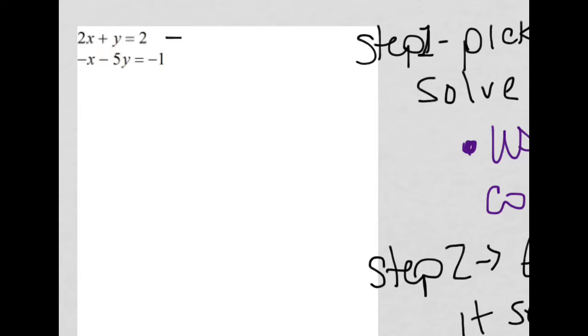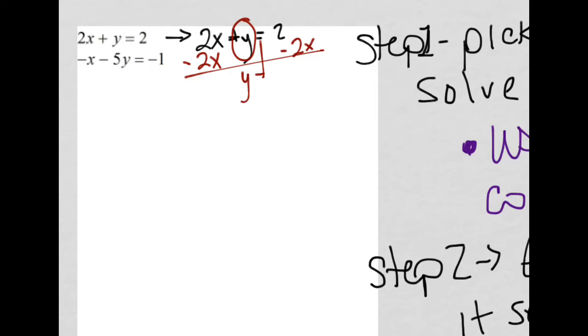So I'm going to pick my top equation. I want to get that y by itself. So I'm going to circle what I'm solving for, and I'm going to get rid of that 2x. I do so by subtracting it and taking it to the other side. So now I have y equals 2 minus 2x. This equation and this equation are the same equation.